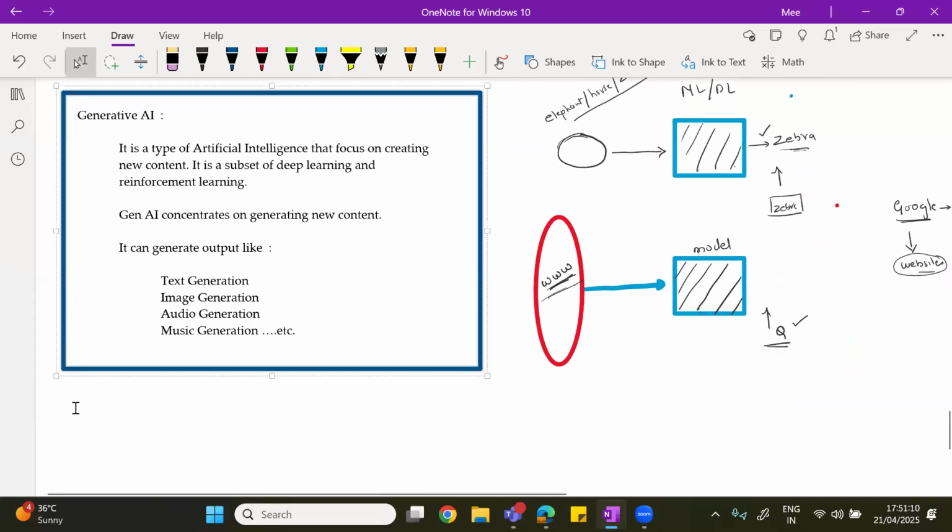Now, there is a concept called agentic AI. Now, you may ask me, what is this agentic AI? See, agentic AI is, again, a kind of subset of your generative AI.